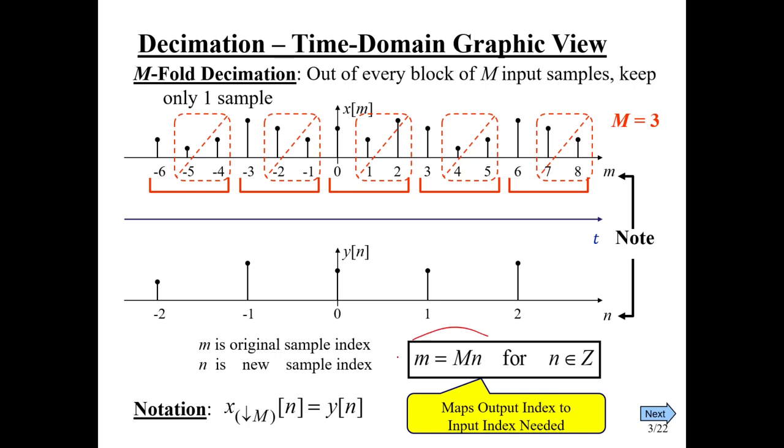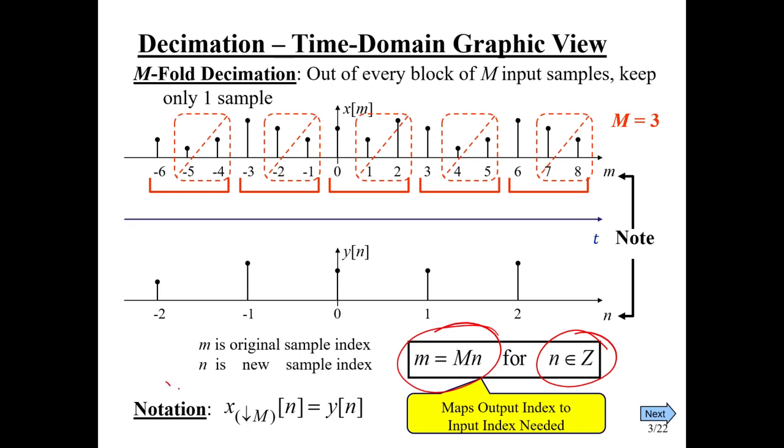This relationship maps the output index, that's this one down here, the output of our sampling rate changing scheme, to the index that we go back and grab. So when n is equal to 0, m is equal to 0. But when n is equal to 1, m is equal to capital M, which is 3 in this case. So this is just a nice little way to keep track of that. And this just means for n running through the integers. So the set capital Z is a standard notation for the integers.